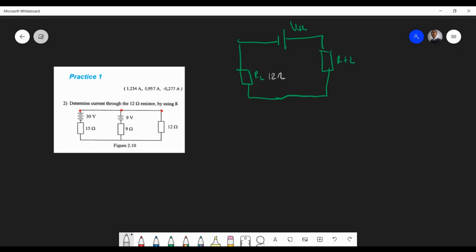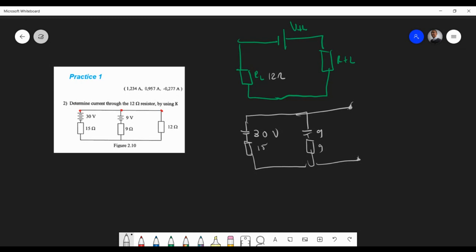So this is our focus. First step, right? We open this guy up. We have 30 volts, 9 volts, 15, 9, and open. So we need to find the voltage drop across where, guys? Do you agree with me?